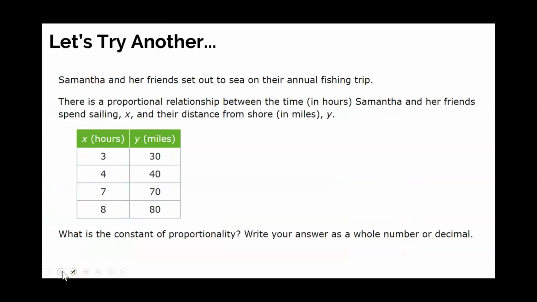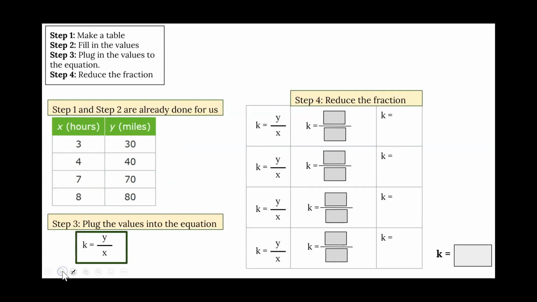Let's try another. All right, so this one says, Samantha and her friends set out to sea on their annual fishing trip. There is a proportional relationship between the time in hours Samantha and her friends spend sailing, which is X, and their distance from shore in miles, which is Y. What is the constant of proportionality? Write your answer as a whole number or a decimal. So let's do this together.